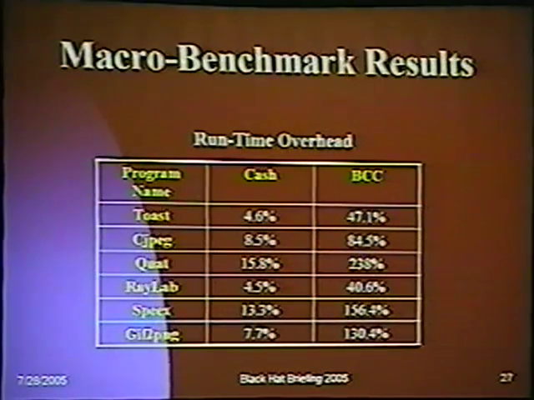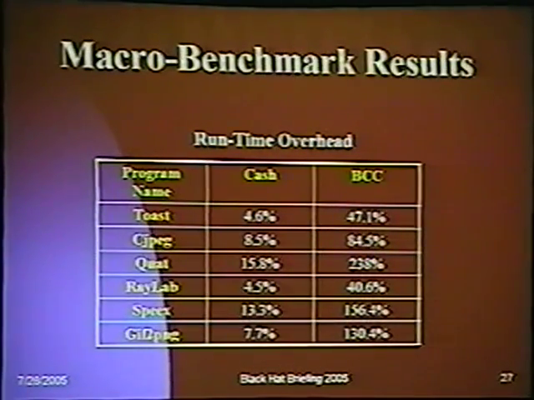Again, the performance result is slightly worse compared to the micro benchmark results, but it's still not too bad. The worst case is QUAT, it's about 16% performance overhead. But compared to BCC, it's 238% performance overhead, right? So again, I'd like to claim that this is really nothing. If we can have a way to actually stop all buffer overflow attacks with a performance overhead of 16%, it's a pretty reasonable price to pay, okay?